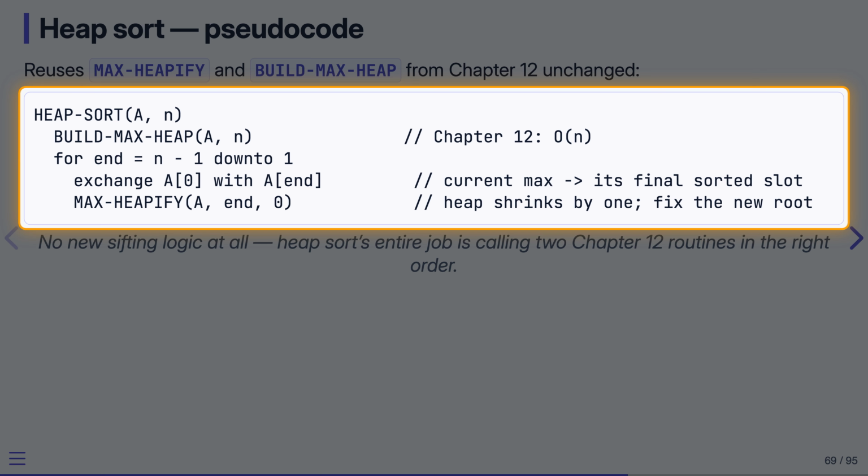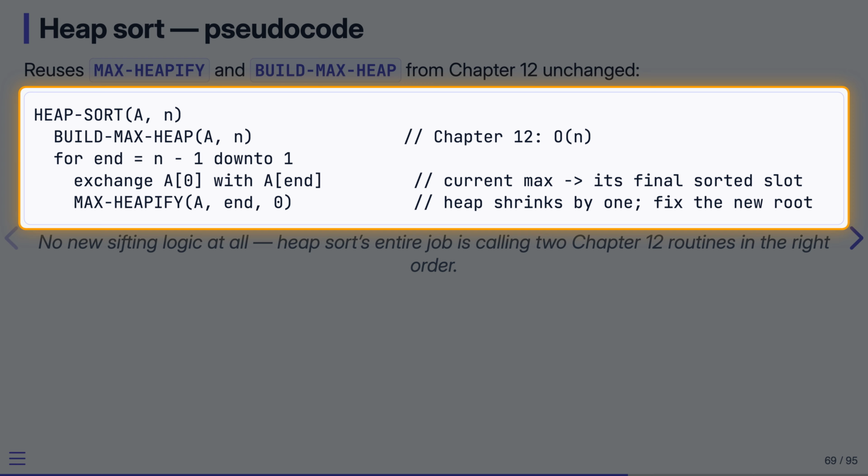Let's read the pseudocode. Heap sort first calls build max heap, which arranges the whole array into a max heap in big O of n. That is chapter 12's routine, unchanged. Then the loop runs end from n-1 down to 1. Each pass swaps A at index 0, the current maximum, with A at index end, its final sorted slot. Then max heapify fixes the new root over the heap that just shrank by 1. Notice there is no new sifting logic at all. Heap sort's whole job is calling two chapter 12 routines in the right order.